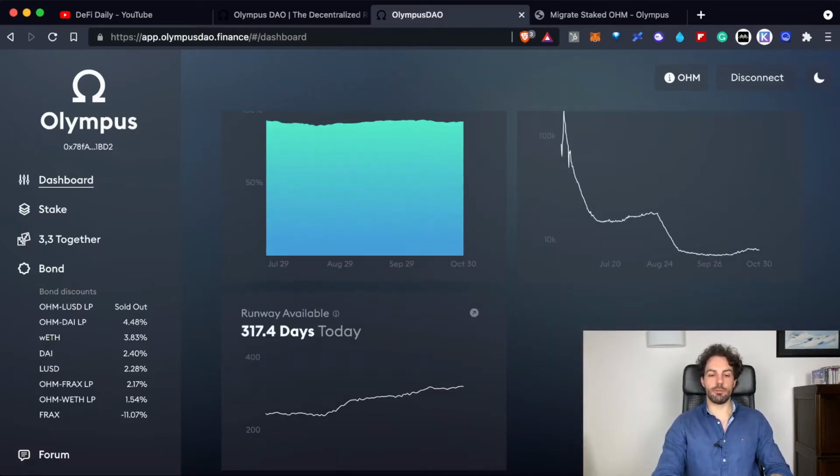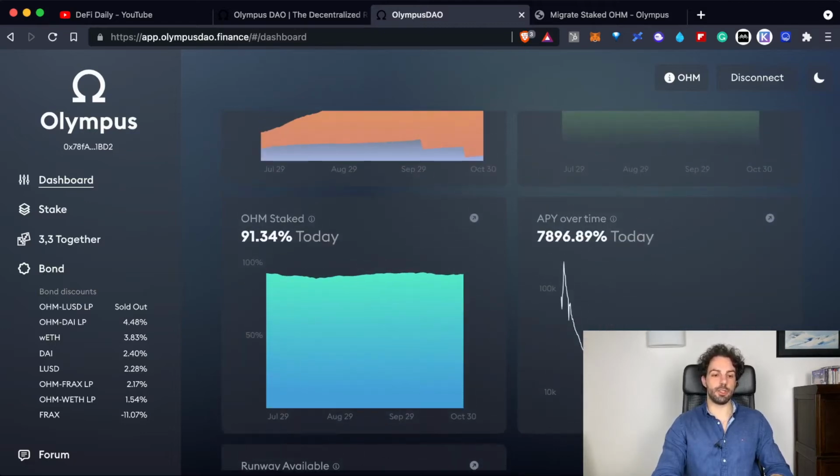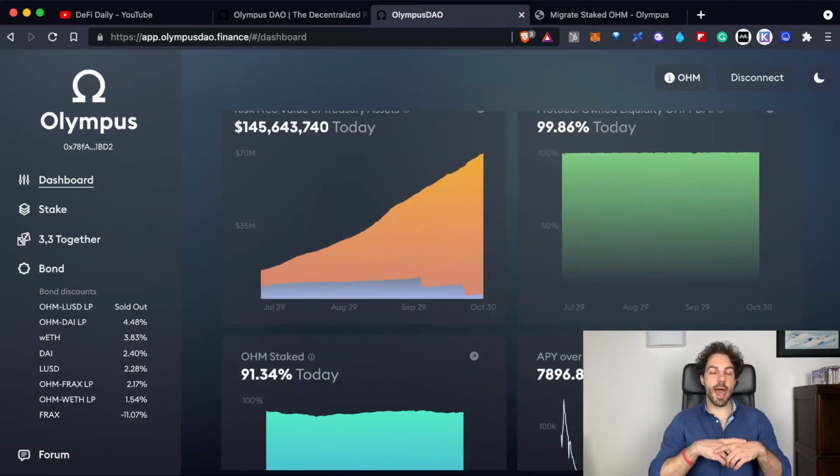And here you can also find some other interesting metrics. Let's have a look now at how the platform works.